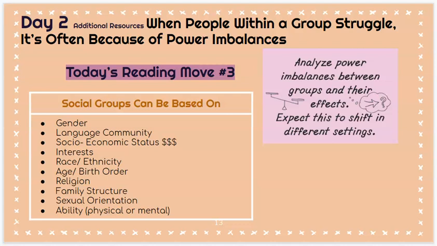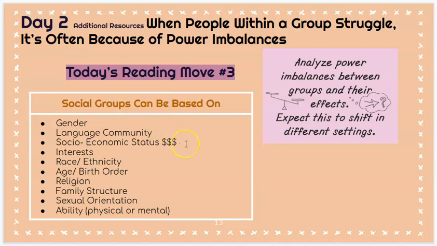So I just want to go over some things that social groups can be based off of, because today you're going to be identifying different social groups and how those power imbalances play out. It can be based off of gender. Are they male, female, cisgender? How do they identify themselves? It can be based off of their language community. Do they speak Spanish at home? Do they speak English? Do they speak Patois? What is their language community at home and at school?